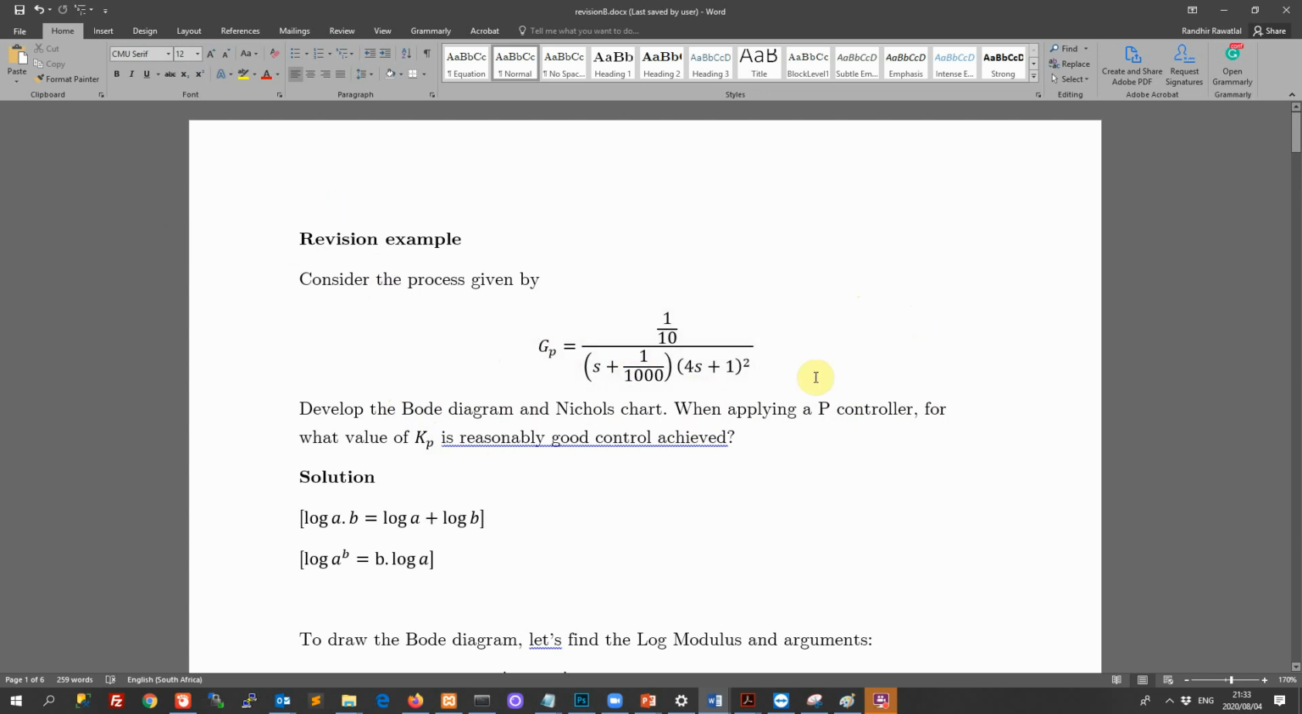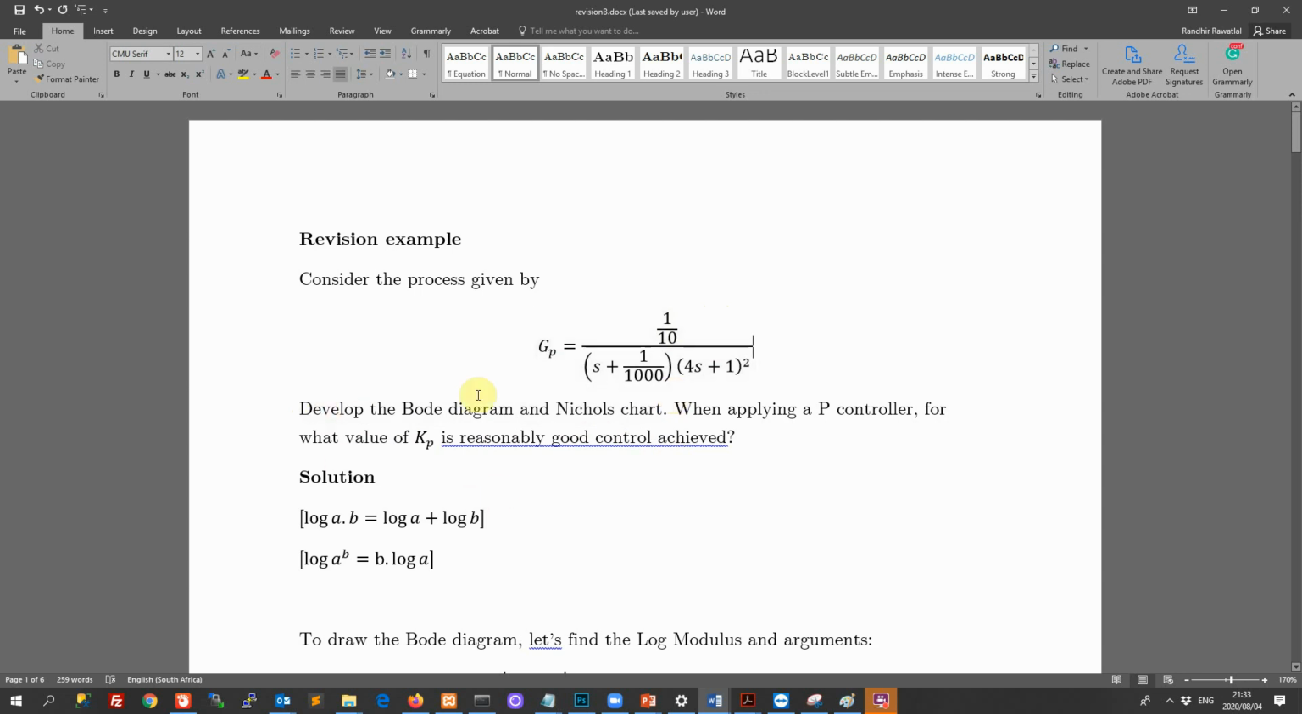And here's our simple process. We have no zeros here, nothing, no s function in the numerator. In the denominator, we can see s functions. So this is one multiplying factor, s plus 1 over 1,000. And there's a second multiplying factor, s plus 1, and that's squared. So that's the process. We know we are going to apply a controller eventually. For right now, we'll just start with plotting these diagrams for the process itself.